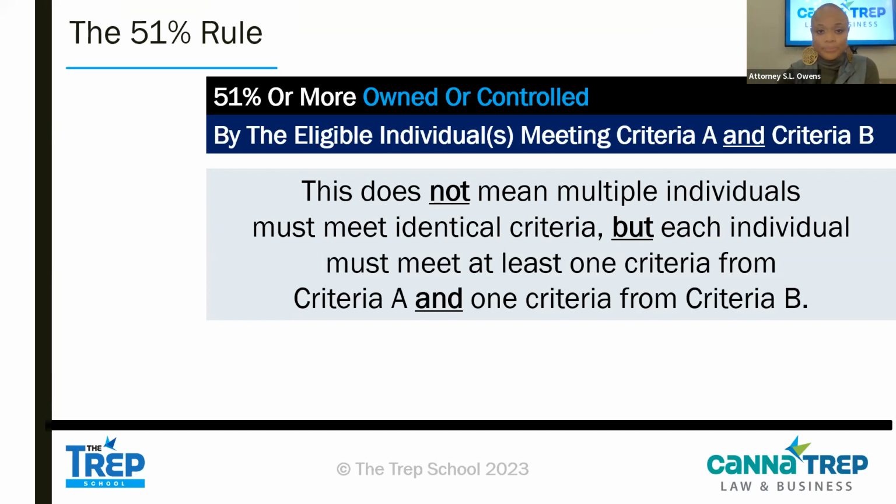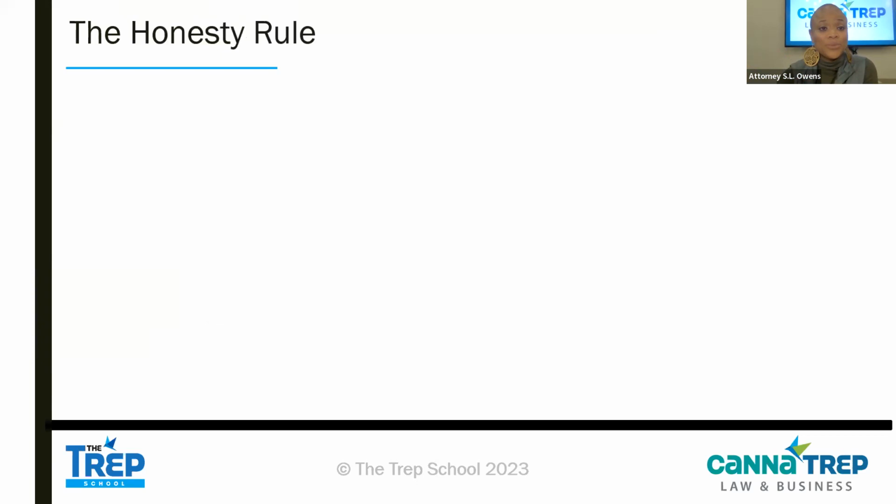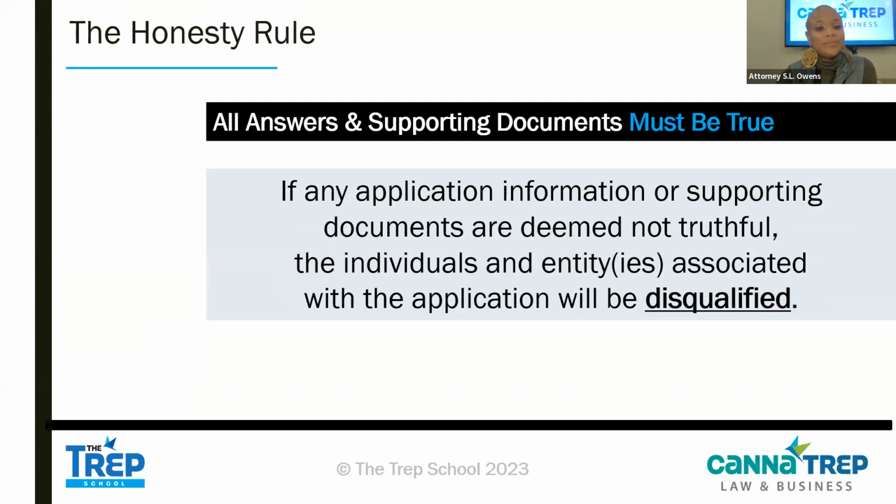All right. The honesty rule. All answers and supporting documents must be true. If any application information or supporting documents are deemed not true, the individuals and entity or entities associated with the application will be disqualified.